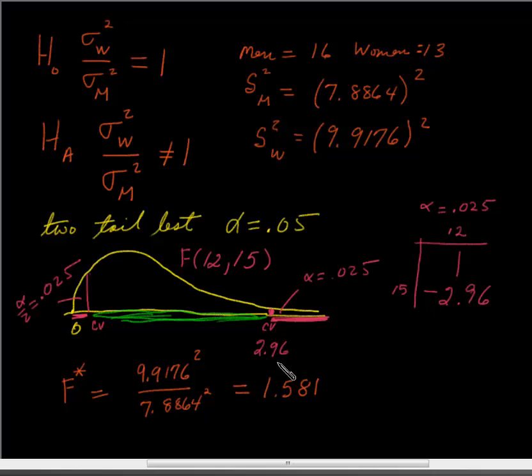Well, here's the critical value, 2.96. A 1.581 would be right in here somewhere, certainly to the left of that critical value, not as far down as this critical value. This is my critical value, 2.96, and this is my observed value of F. So that's the observed value of F. This is not in the critical region, and so we fail to reject.